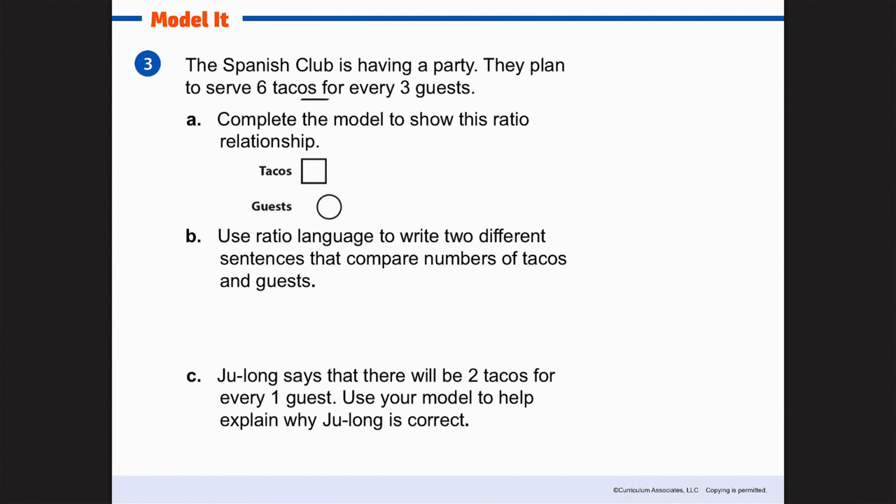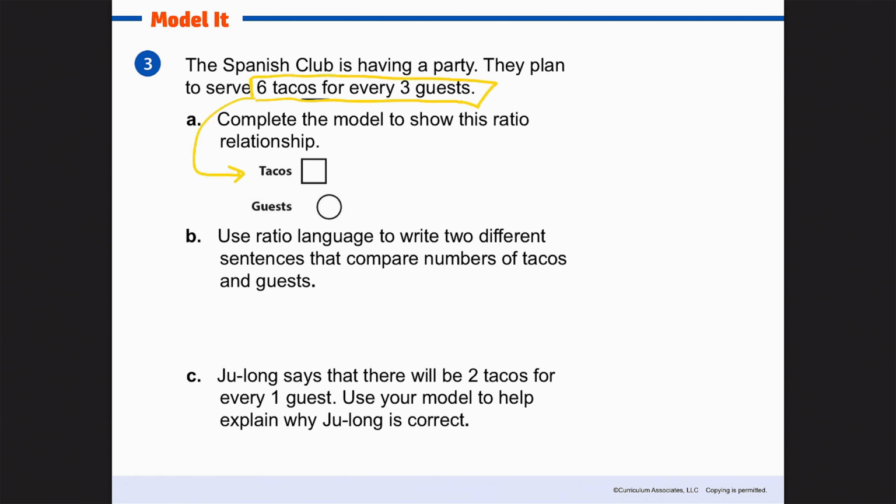Okay, and here's our last problem that we're going to look at together. The Spanish Club's having a party, and they plan on serving 6 tacos for every 3 guests. So here is our ratio. Okay, so we have 6 tacos for 3 guests. So I have my ratio. Now I need to complete my model here.